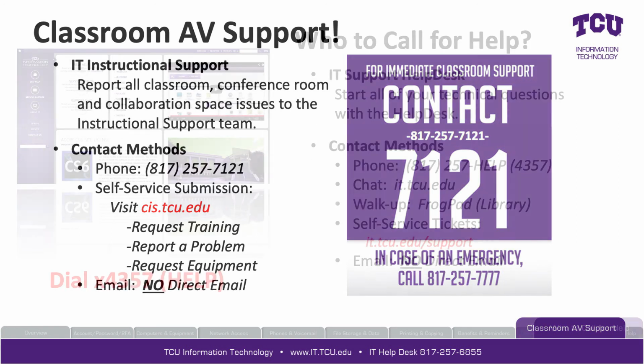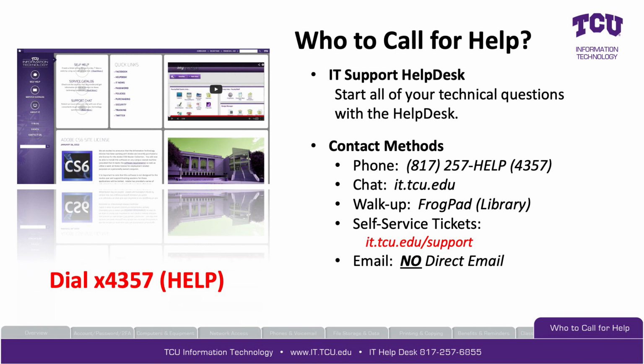If you are needing assistance for a technology issue that is not related to classroom technology, you'll want to get in touch with the IT Support Help Desk, and there are several ways to contact them. You can either call them at extension 4357, which conveniently spells out help, or you can use the chat option found at it.tcu.edu, or you can walk up to the Frog Pad located in the library on the first floor. Or you can create a self-service ticket by visiting it.tcu.edu/support. There is also no direct email address for IT support, so be sure to take advantage of one of the many other options.